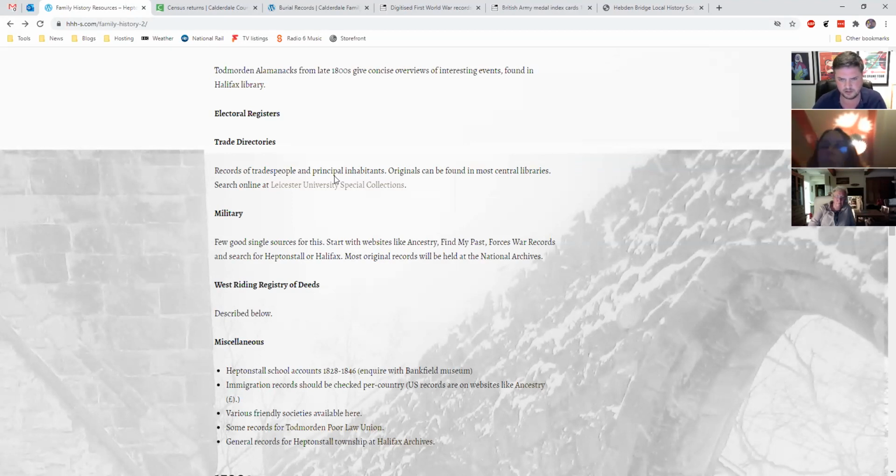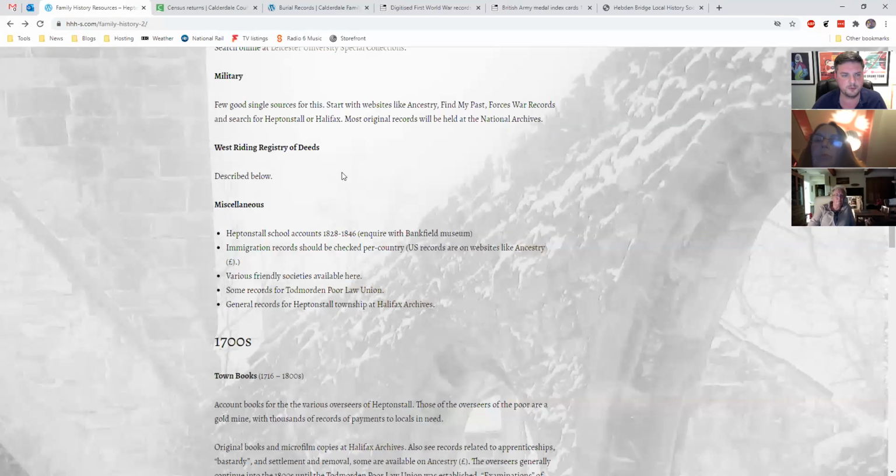Most original records are held at the National Archives, and I think they should have guides somewhere about how to do that. Pro tip: I found that if people get married in their early to mid 30s, it's sometimes an indication that they were in the military, and that you should try and find some records for them. Registry of Deeds I'll talk about in a moment.